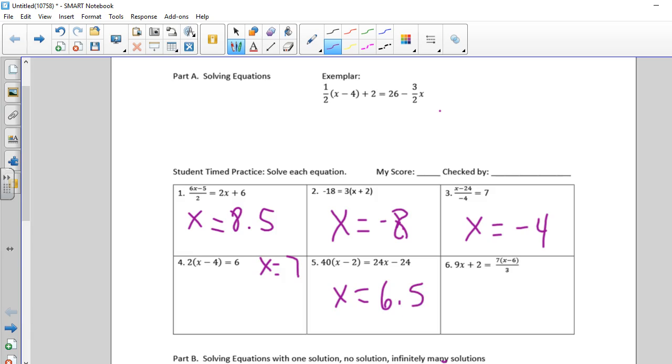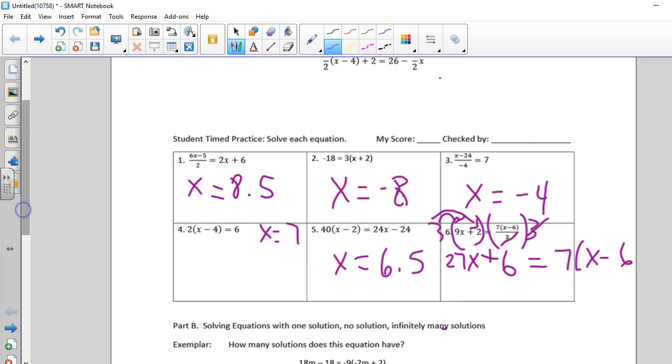Number 6, our last solving equation example, has a fraction. Do you see that 3? Multiply everything in the equation by 3, that denominator, and it will make the fraction go away. 3 times 9 is 27x, and 3 times 2 is 6. So on the left side, we get 27x plus 6 equals. On the right side, the 3's divide out. 3 divided by 3 is 1. And so you're left with 7 times x minus 6.